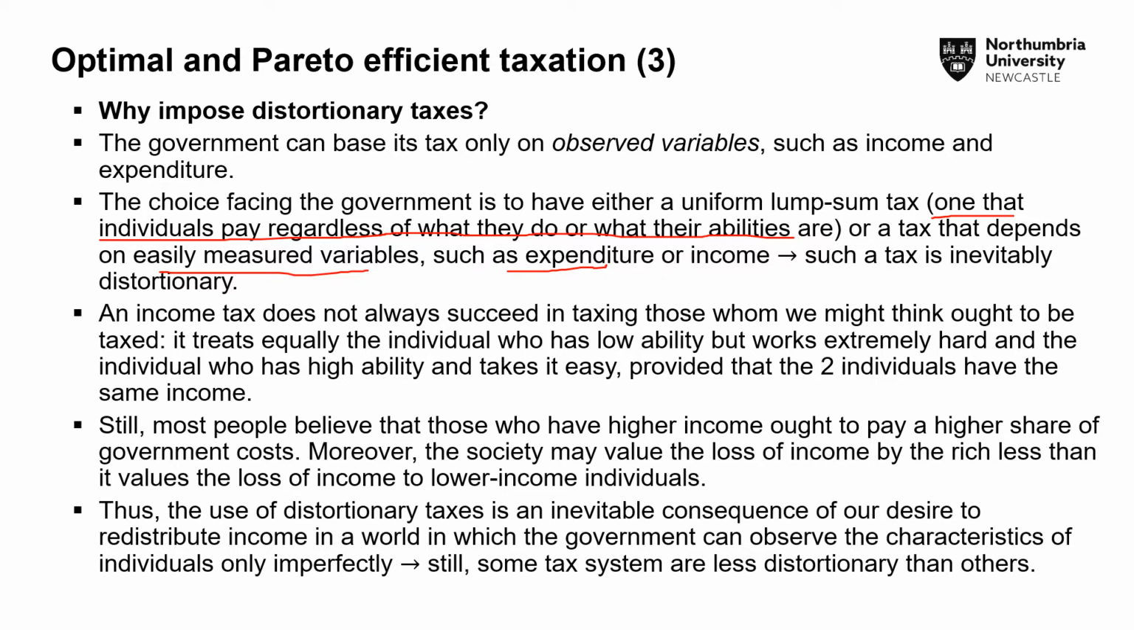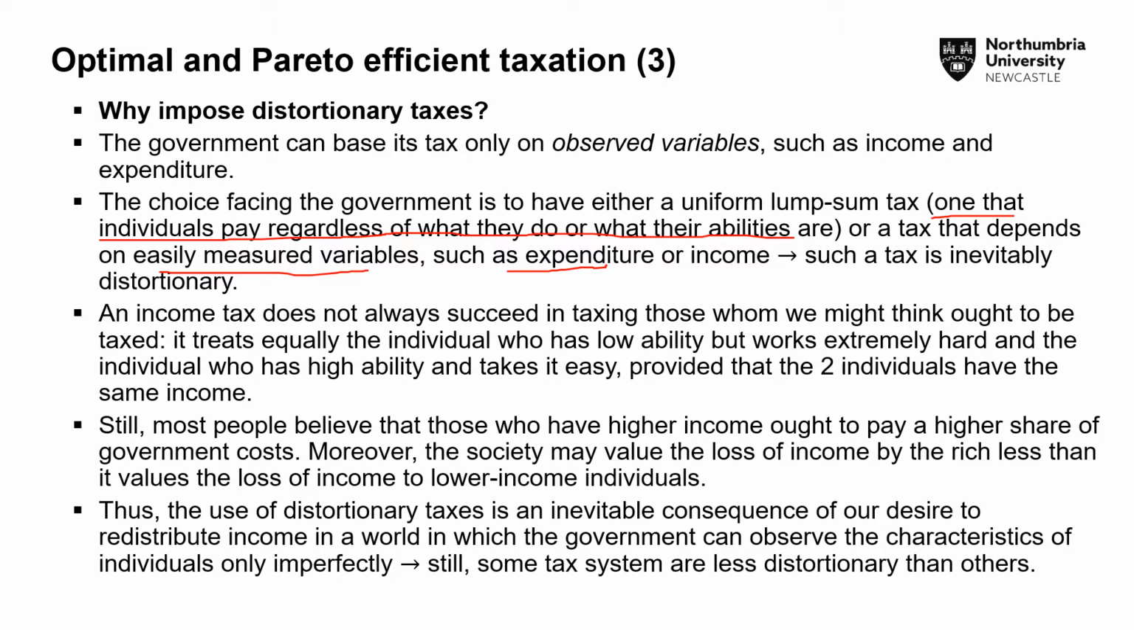So for example, an income tax may not always succeed in taxing those who we think ought to be taxed. It treats equally an individual who has low ability but works extremely hard and the individual who has high ability and takes it easy, provided that the two individuals have the same level of income. So two people might be earning as much, except one is working hard in order to earn that income, and another is not because of ability. Yet they still have to pay the same amount if we impose an income tax. So one could argue this is not exactly fair.